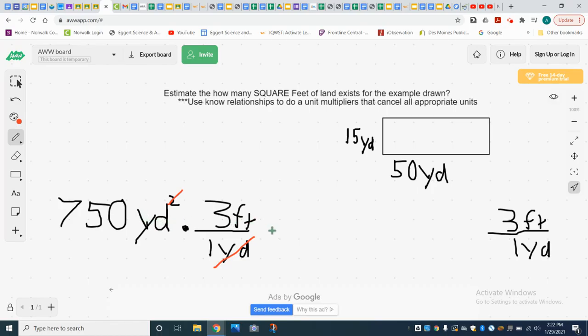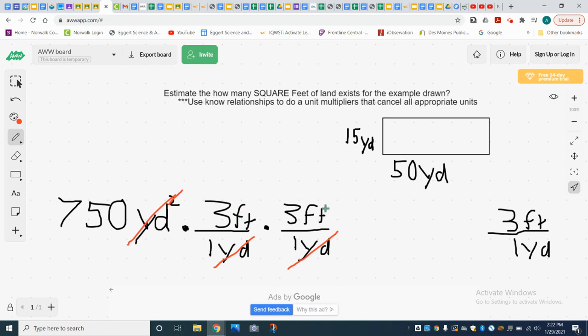So then we must do it again using the same relationship. So I'm going to tag on another times sign, and I'm going to use 3 feet of length compared to 1 yard of length. And now the units of yards cancel all together. And now we're left with feet squared.